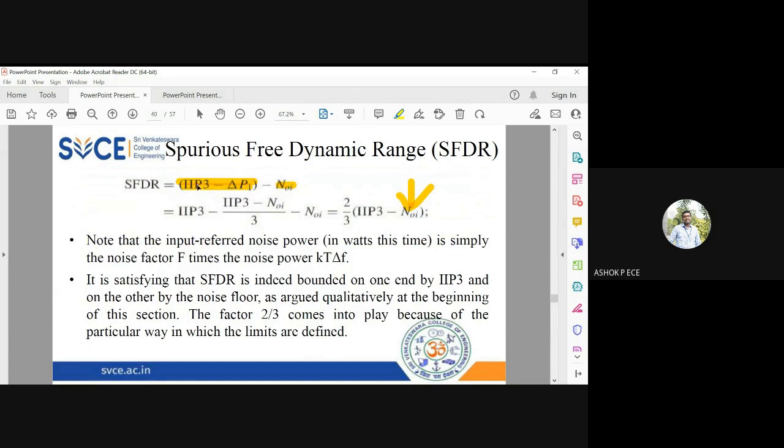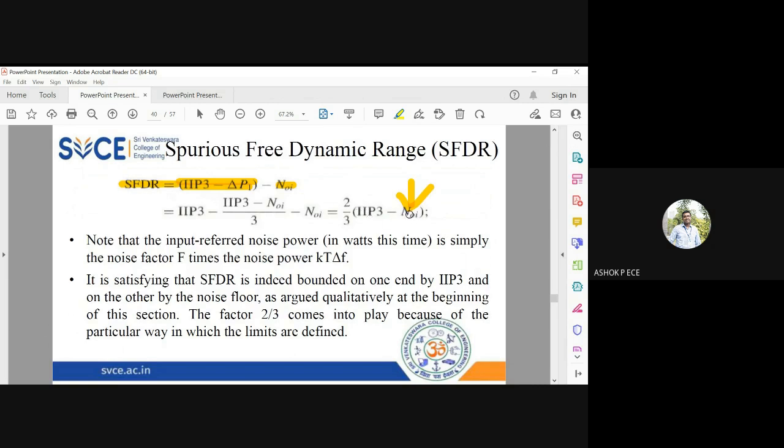So it is actually IIP3. If you remove the bracket, the IIP3 minus NOI minus delta P. So total noise minus the actual power referred to the third order slope. So that is why we are dividing by 3. So the final SFDR equation becomes equal to 2 by 3 times (IIP3 minus NOI).